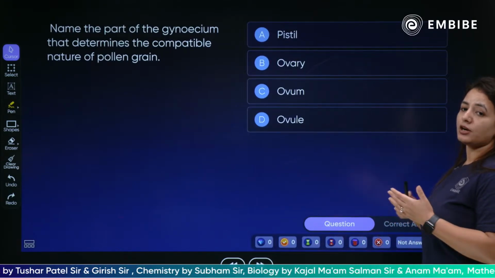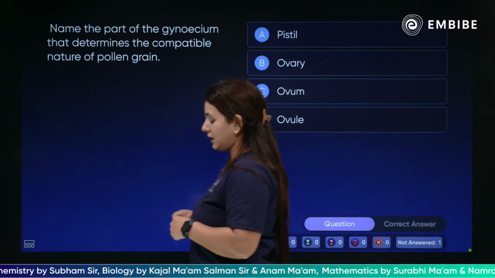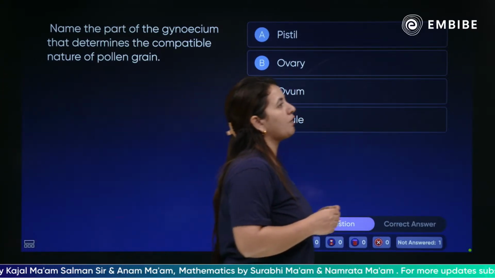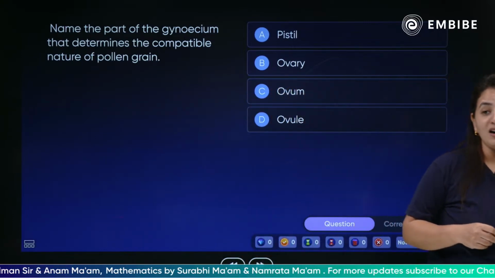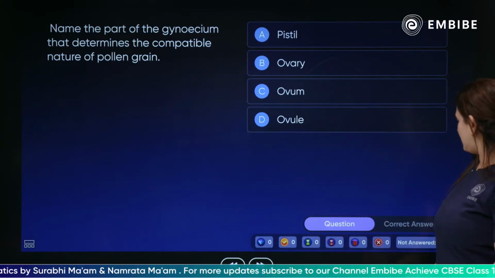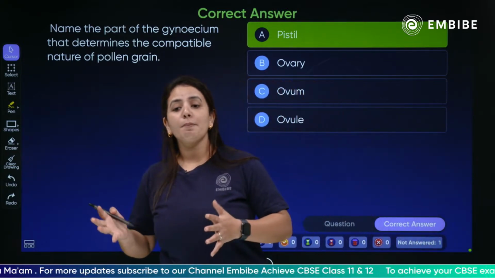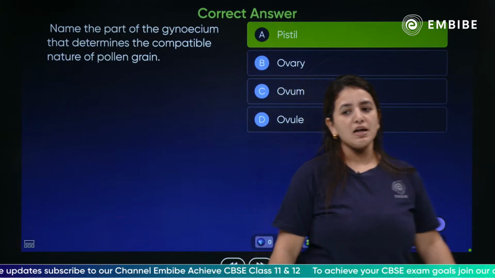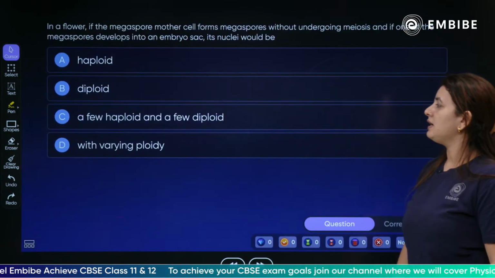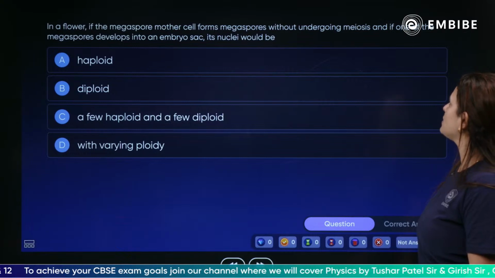So children, which part of the gynoecium determines the compatibility of the pollen? Which part defines the compatibility of the pollen grain? Because it will not let the pollen form the pollen tube if it's not compatible. Of course, children, it has to be the pistil which is compatible with the pollen grain. The stigma, the style and ovary. If the pollen is not compatible, it will not lead to the fusion of the gametes.